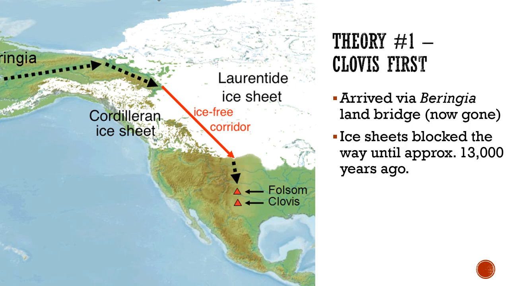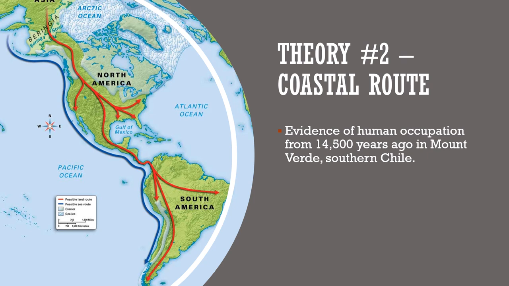However, a discovery in Monte Verde in southern Chile, that is the very tip of South America, really threw that Clovis first theory into disarray. So there was evidence in Monte Verde of human occupation from 14,500 years ago. So this is well before the earliest Clovis sites, which dated from around 11,000 years ago. Moreover, the date of 14,500 years ago means that human beings somehow found their way around those massive ice sheets, which we knew blocked the land route until 13,000 years ago. So the question was how human beings had gotten so far into the Americas at such an early date.